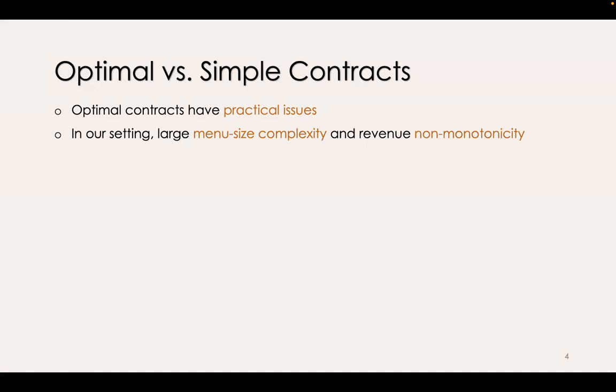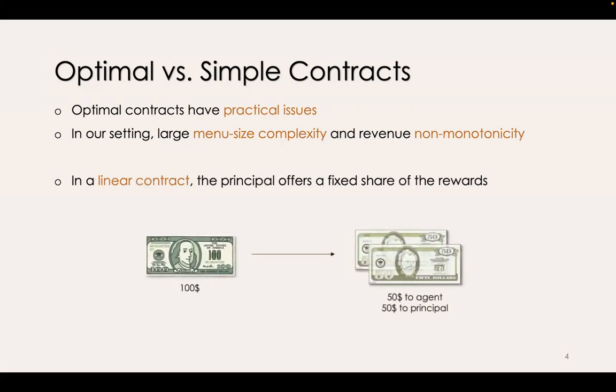One form of simple contracts commonly observed in practice is linear contracts, where the principal offers a fixed share of the rewards from the agent's action as a payment to the agent. So for example, when the agreed share is 1/2, then for a reward of $100, both the principal and the agent would receive $50 each.